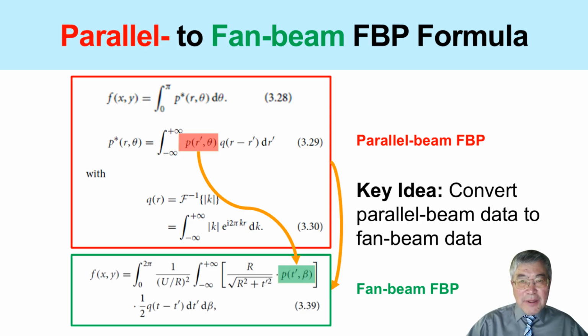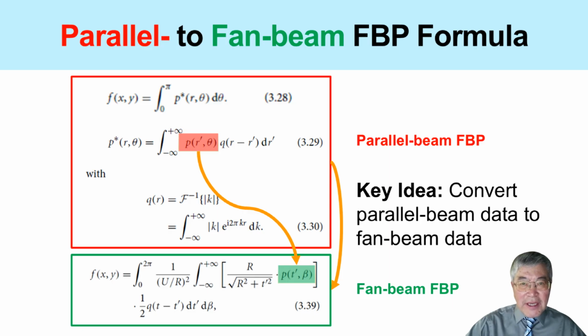The idea is simple. In the parallel beam formula, the ray is described by r and theta. In the fan beam geometry, the same ray is described by t and beta, so we replace the parallel beam variables with the corresponding fan beam variables because we are changing from one pair of variables to another pair of variables. We also need a Jacobian factor. This Jacobian accounts for how the coordinate system is stretched or compressed during the transformation. After we do this change of variables, we obtain the fan beam FBP formula shown in the green box.